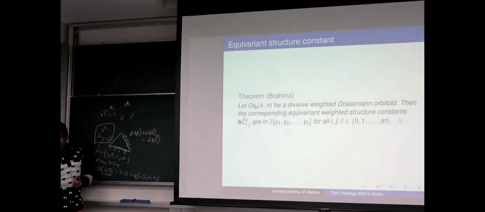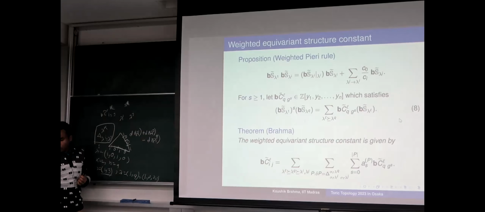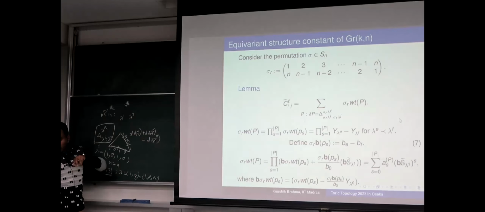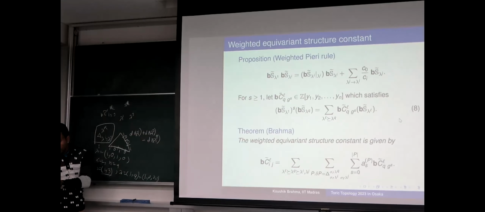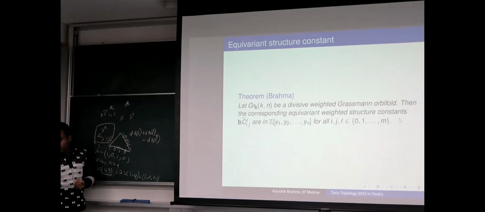Okay, then I have proved that this b c tilde ijl, what we have computed earlier, all belong to Z[y1, y2, ..., yn], because in this proof I have used some isomorphisms, those coming from the structure constant of the Grassmannian. I used the structure constant of the Grassmannian, then using some isomorphisms, I computed the structure constant for these weighted Grassmannians. Then I proved that when it is a divisive weighted Grassmannian, all the structure constants belong to Z[y1, y2, ..., yn].